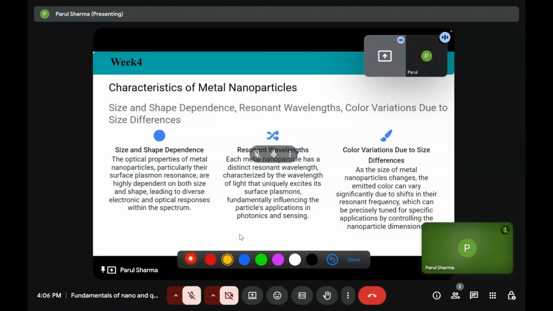And the resonant wavelength: each particle has a distinct resonant wavelength, characterized by the wavelength of light that indicates its surface plasmon. So that will fundamentally influence the particle's applications in photonics and sensing. As the size of the particle changes, its color can vary significantly due to shifts in the resonant frequency, which can be precisely tuned for specific applications by controlling the nanoparticle dimension.